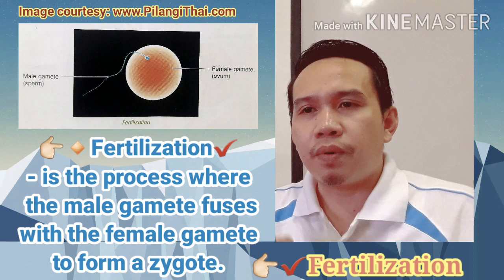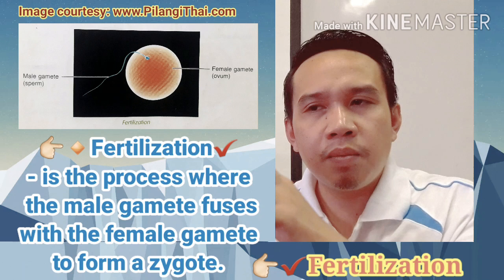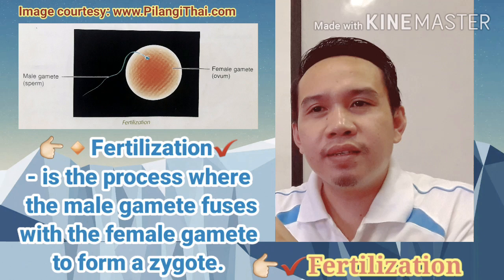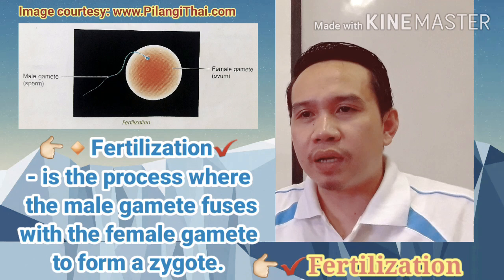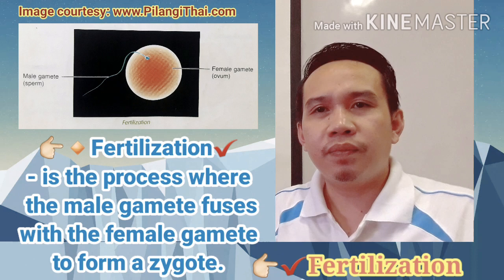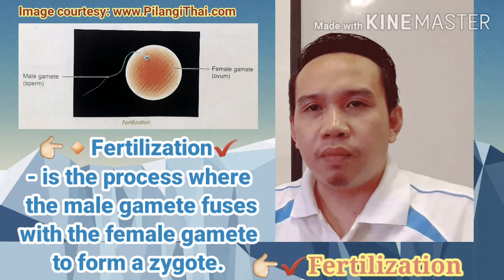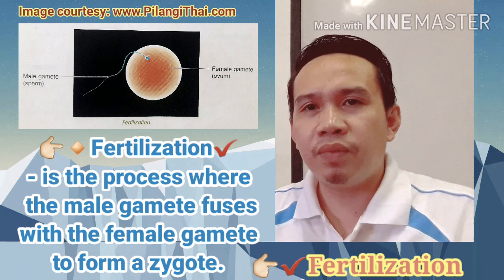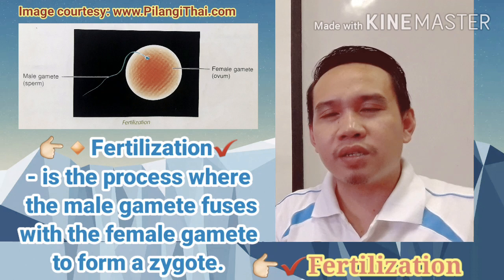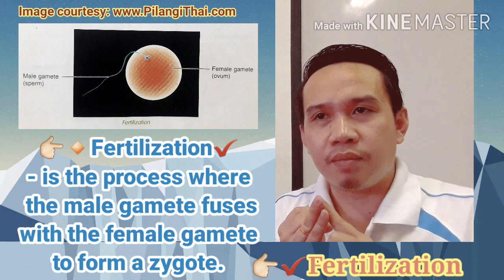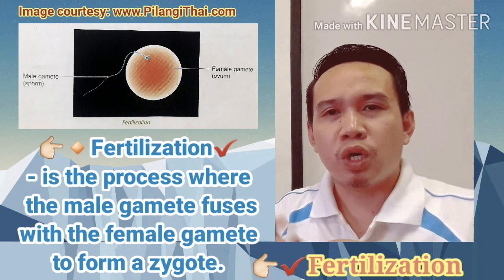Fertilization is the process where the male gamete fuses with the female gamete. Remember that? To form what? A zygote. So what do you call that process where the male gamete and female gamete fuse together? That is what we call fertilization. And what does it form? It forms a zygote. And that zygote will develop and form into a fetus. Since we talk about the process of fertilization between the union of male gamete and female gamete, we also have an examination of chromosomes once an offspring is developed.